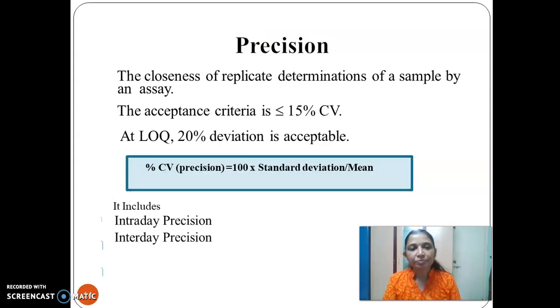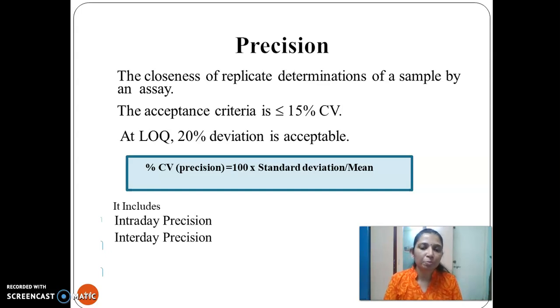Then precision, the closeness of replicate determinations of a sample by an assay. Here the acceptance criterion for precision is less than 15% CV, that is coefficient of variation. For the LOQ value, a deviation of 20% is acceptable. Then percentage CV, that is precision, can be determined by 100 multiplied by standard deviation divided by mean.